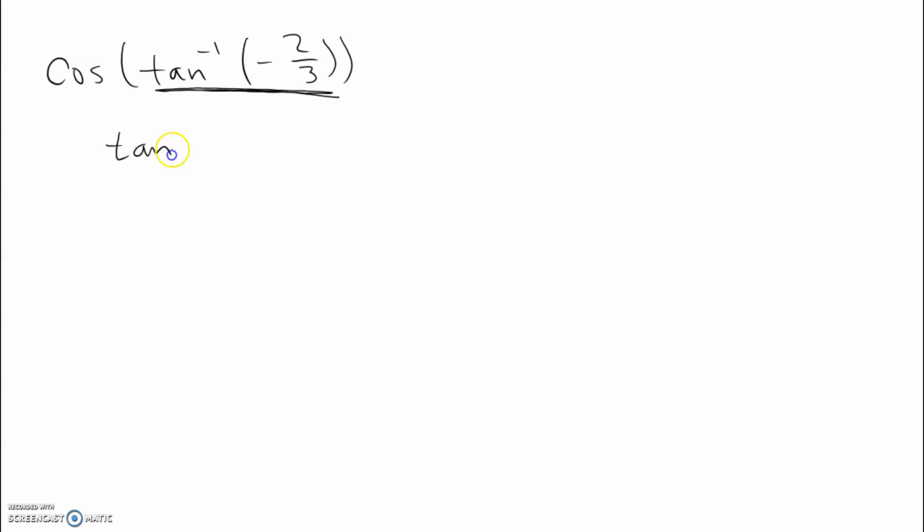Okay, the next problem, cosine of the inverse of tangent of negative 2 over 3. First thing we want to do is work on the inside, so I need to look at the inverse tangent of negative 2 over 3. Do the same thing. I'm going to set that equal to theta. I'm going to move tangent over, so now it's not the inverse, it's just tangent of theta. It's equal to negative 2 over 3. Next question is, where is tangent negative?